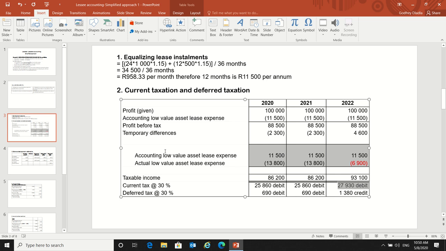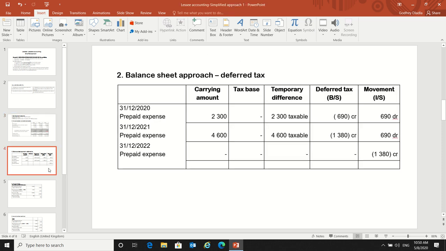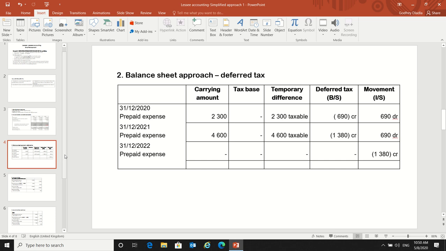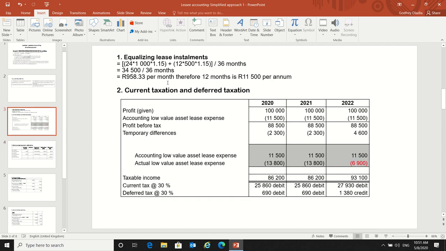Okay, all right, we've calculated one part. Then we go to the balance sheet approach, which is this one now. For us again to demonstrate this balance sheet approach, I can even use this one or the other one, but let me go back to this one so that I don't overlap too much. Right, let's look at this thing. Your standard amount is this one. You are supposed to pay 11,500 according to accounting as a standard amount. But if you look at 2020, you've actually paid 13,800.